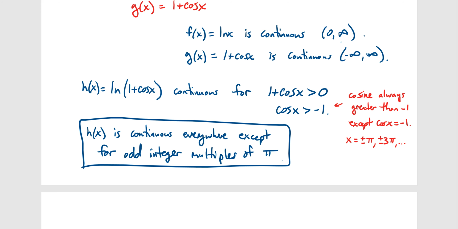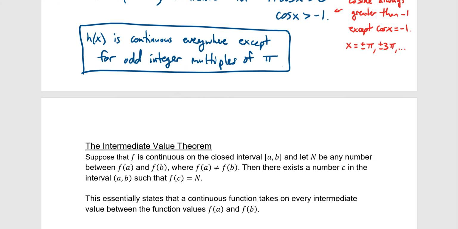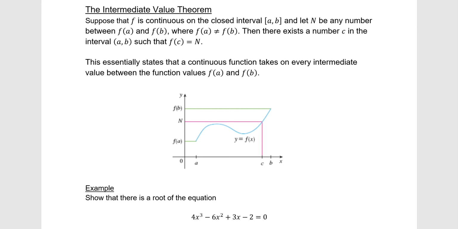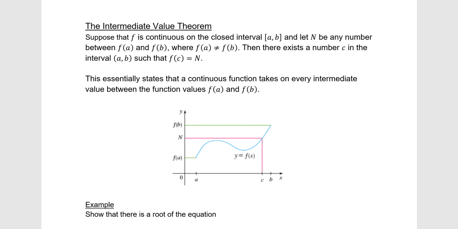So what we say is that h of x is continuous everywhere except for odd integer multiples of pi. So that's another way of writing that. Okay, so that one was a little bit harder. So one more thing, thankfully the last thing is a little bit easier, is the intermediate value theorem, which you can abbreviate as IVT.